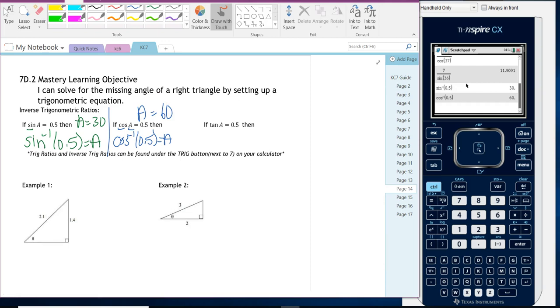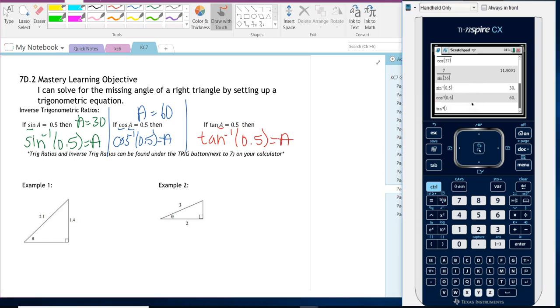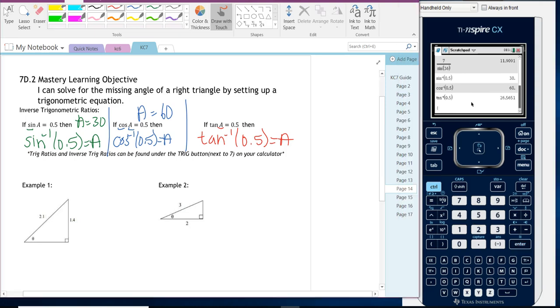All right, last one here, tangent. Same idea, I'm looking for my missing angle, so I have to do the opposite of tangent. The opposite of tangent would be inverse tangent of 0.5 is going to equal my A. So tangent inverse, 0.5 equals 26.57. So our A here is going to equal 26.57. All right, so that is what we're going to be using to find our missing angles. You do the inverse of whatever ratio you have there to find whatever angle we're looking for.